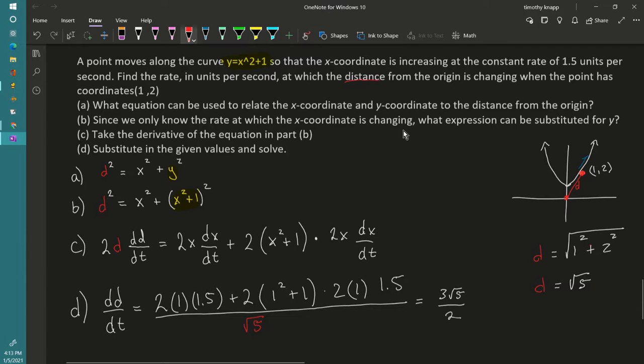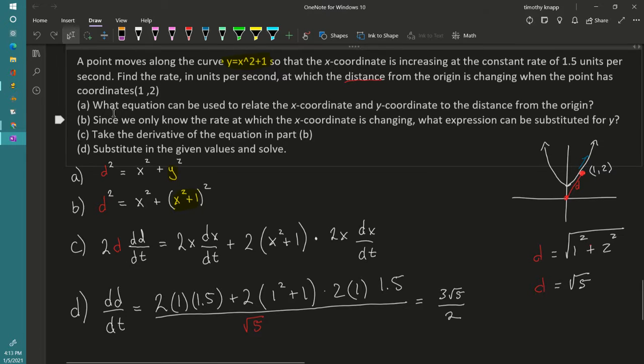And so they're wanting us to find the distance from the origin here. The distance from the origin is, I'm going to label it as a D, okay? And they give us the coordinates 1, 2, all right? Now, instead of just leaving the question like that, they actually ask several different sub questions to, in a way, I think, sort of help you work through this question. But I find that it's actually maybe a little bit more confusing that way.